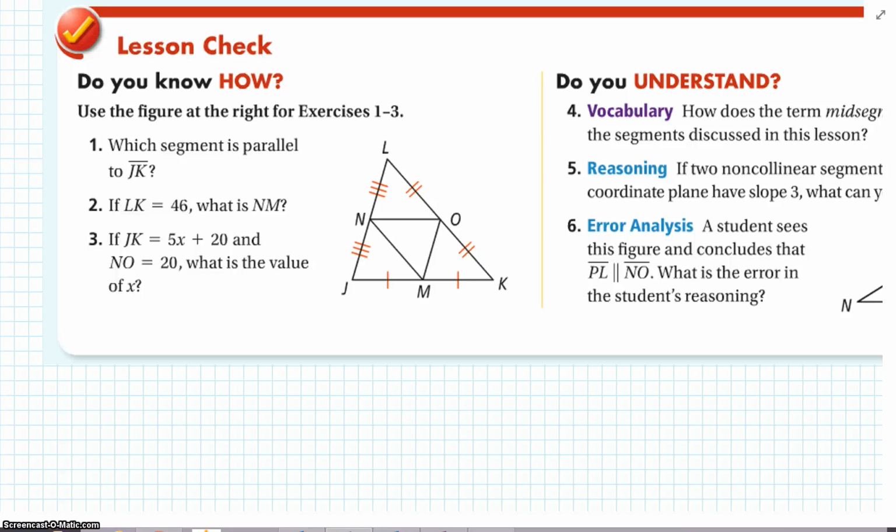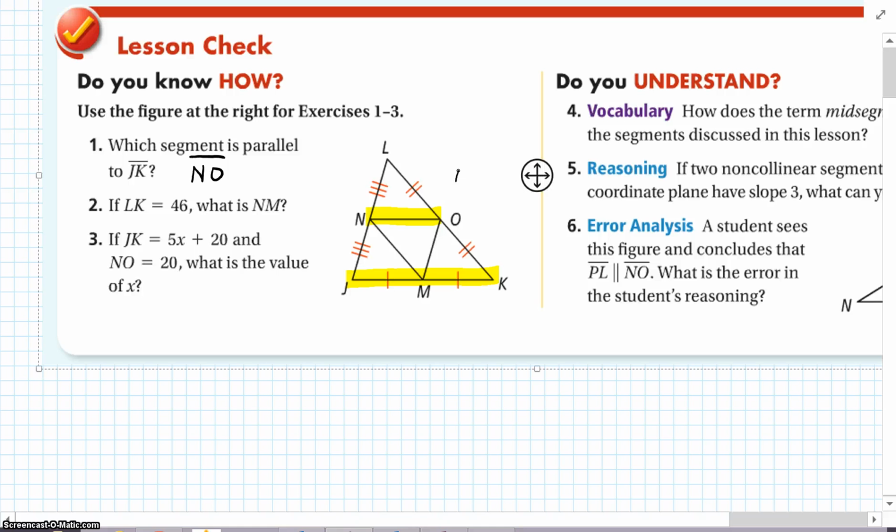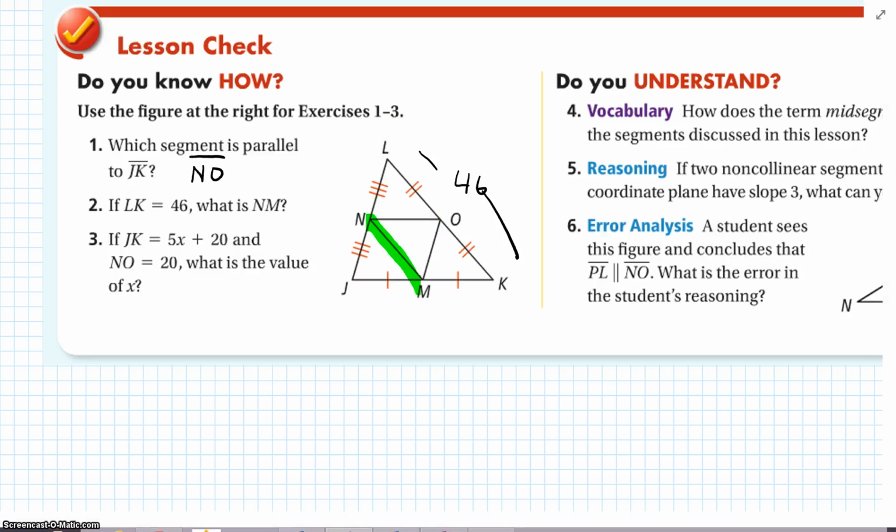What segment is parallel to JK? Well, NO is pretty simple. If LK, that's this long side, was 46, what's NM? Well, NM is a mid-segment, so it's going to be half of that. So what's 46 divided by 2? 23.